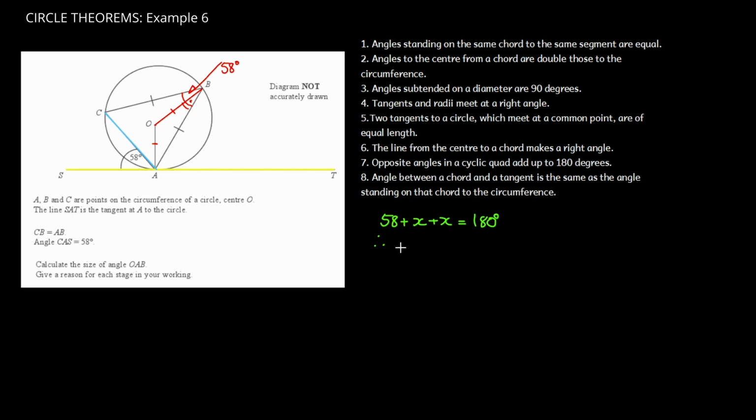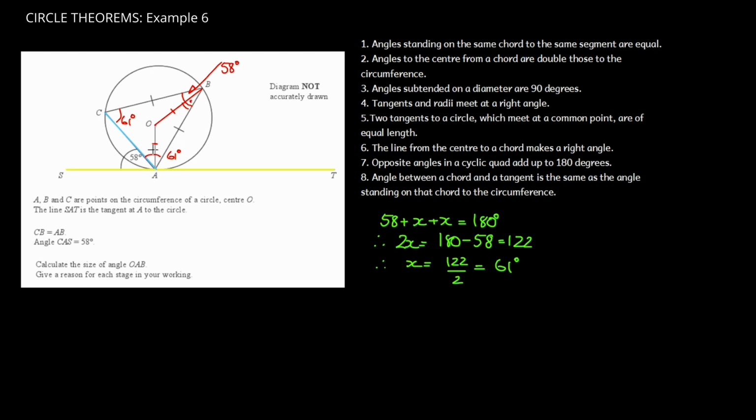So therefore, 2x is equal to 180 minus 58, and that equals 122. Therefore, x is equal to 122 divided by 2, which is 61 degrees. So we've got this angle here as 61 degrees, and this angle here as 61 degrees. Diagram's getting a bit messy, but I hope you can still see what's going on.